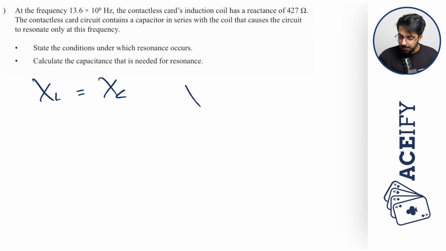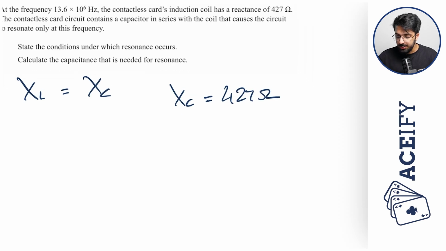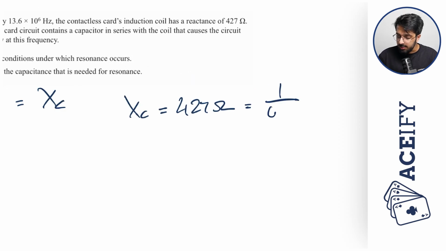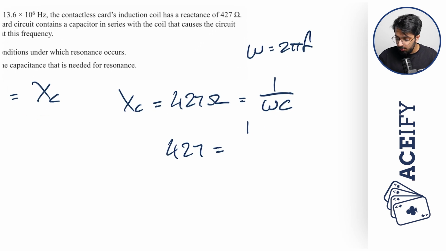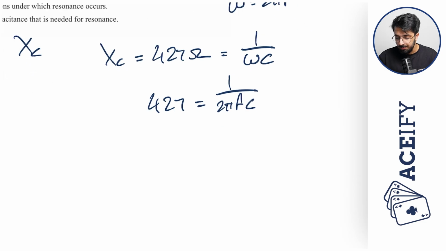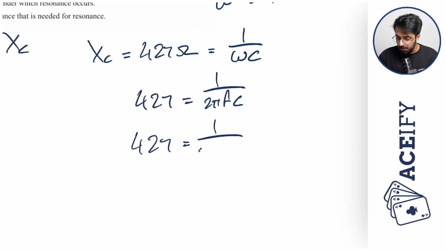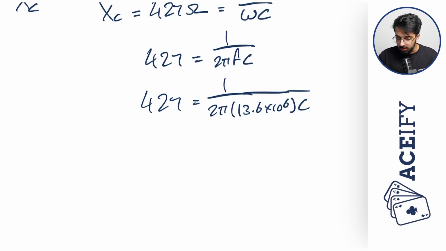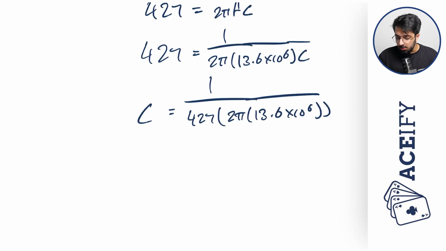And so therefore, the reactance of the capacitor must be equal to the reactance of the inductor, which is 427 ohms. And we know that the reactance of the capacitor is equal to 1 over omega C, where omega is equal to 2 pi f, and so 427 is equal to 1 over 2 pi f multiplied by our capacitance. We have a frequency of 13.6 times 10 to the 6, so 427 is equal to 1 over 2 pi times 13.6 times 10 to the 6 multiplied by our capacitance. And so our capacitance is equal to 1 over 427 multiplied by 2 pi times 13.6 times 10 to the 6, and that is equal to 2.74 times 10 to the negative 11 farads.